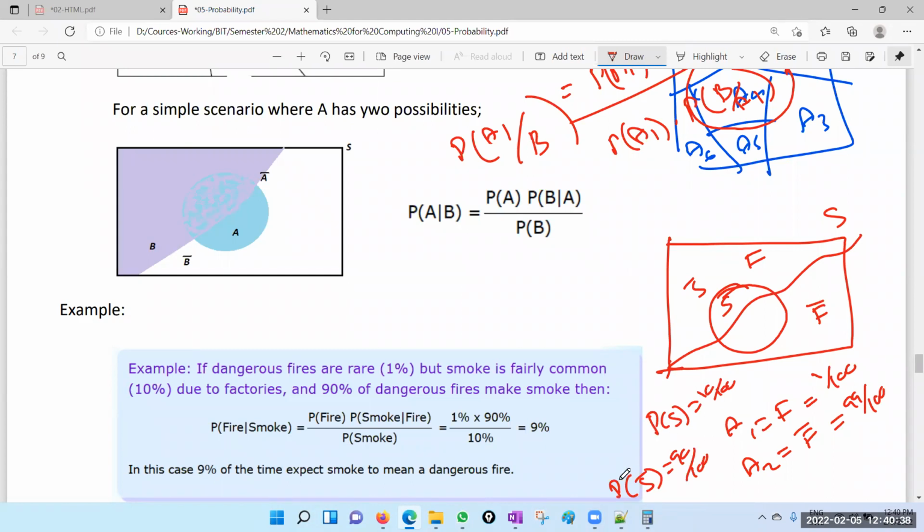Now our question is, what is the probability of having fire if smoke is detected?